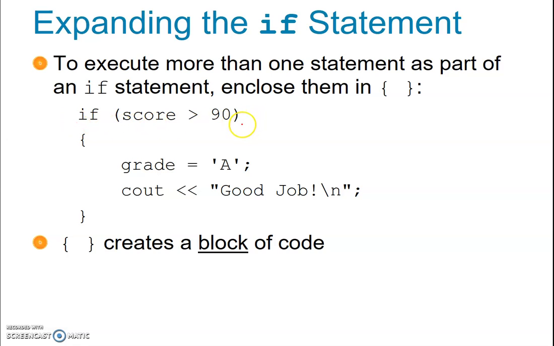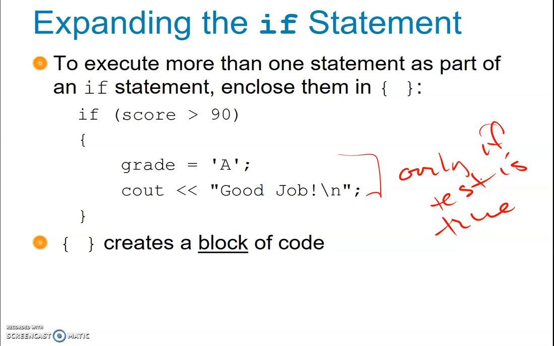So here we have our test, again, no semicolon. So if score is greater than 90, if it's true, then it will execute grade is equal to uppercase character A, and it will also cout good job. This creates what we call a block of code. So this whole block of code will execute only if the test is true. Otherwise this whole block is ignored if it's false. So if it's false, it will drop to whatever is outside of the curly braces, that next executing line of code.